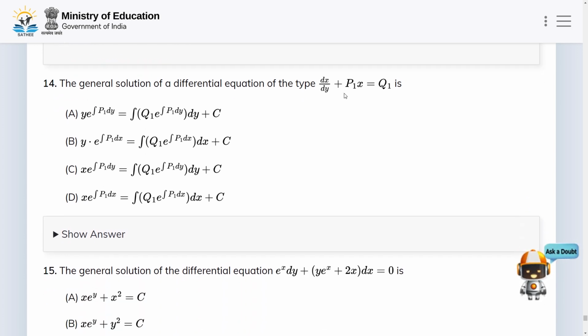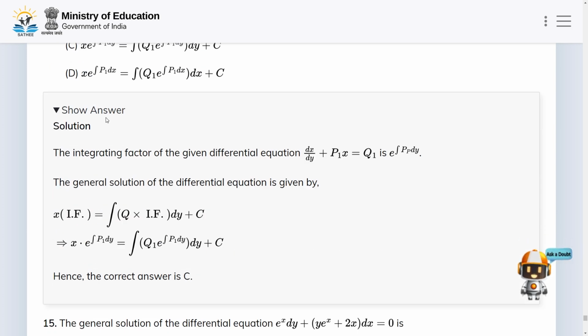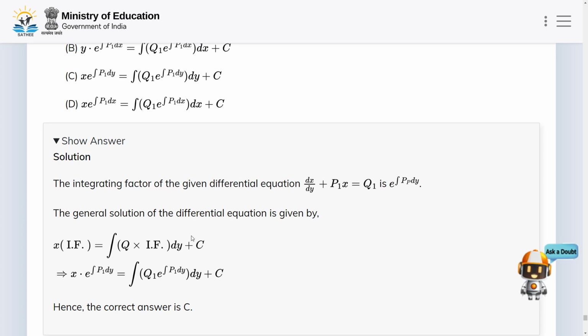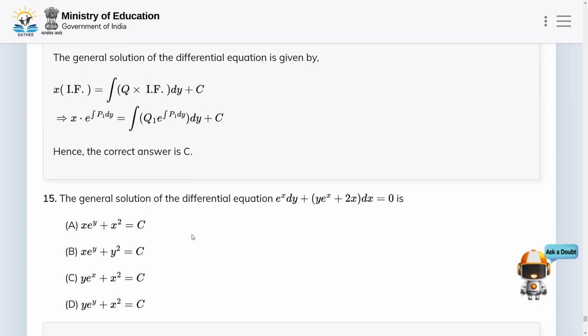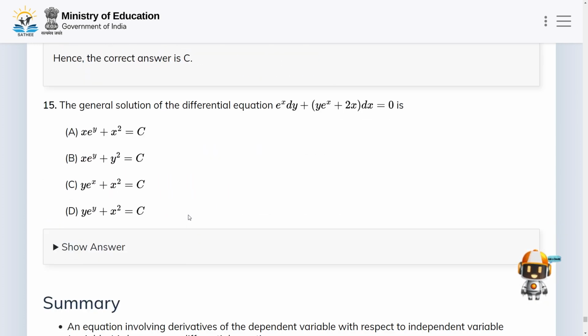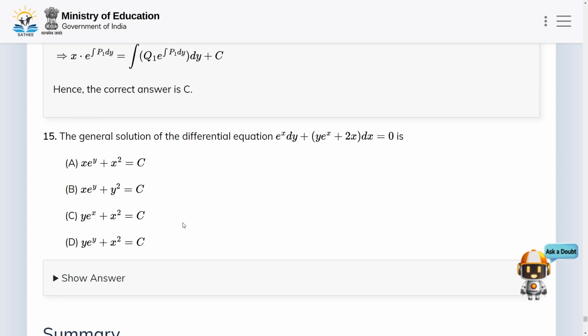Okay. Now 14th problem, general solution for this. You directly know the general solution for this, which is x multiplied with the integrating factor, which is e^(integral of P1 dy). Option C will be the correct one. You already know the form, this is just a direct thing. Now 15th problem, the last problem of this chapter and also of this miscellaneous exercise. Then we are done with this chapter. We will be moving to the next chapter, vector algebra.